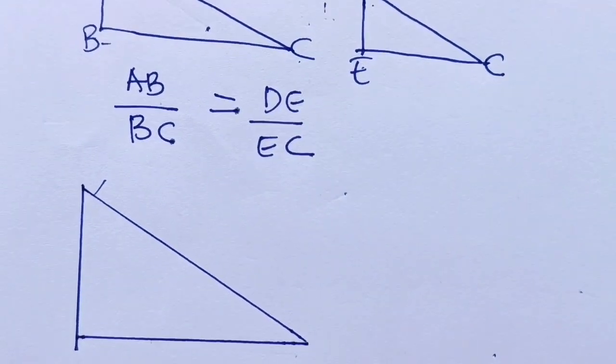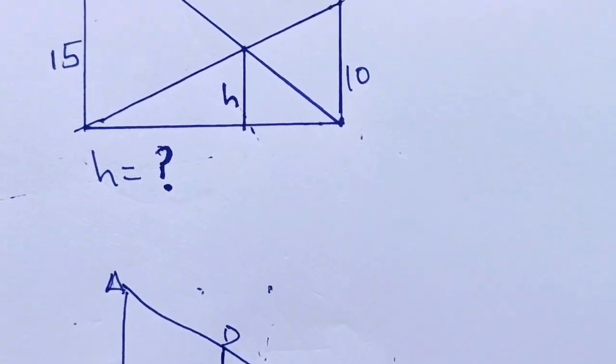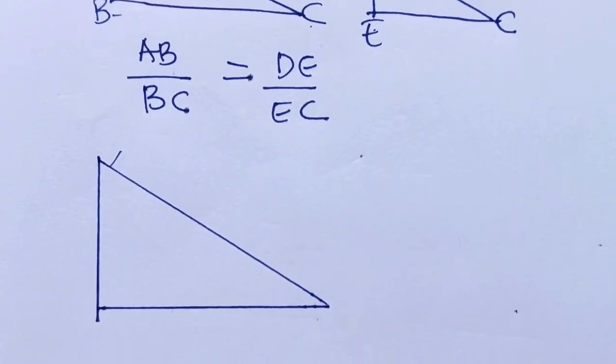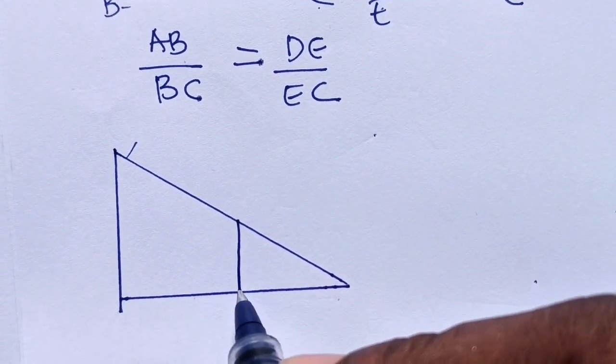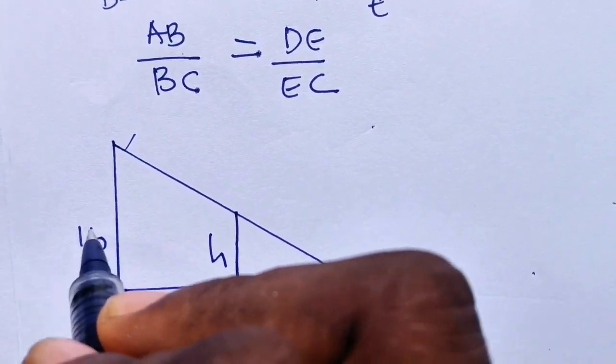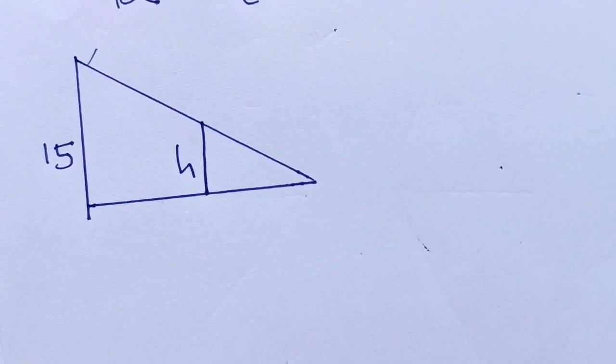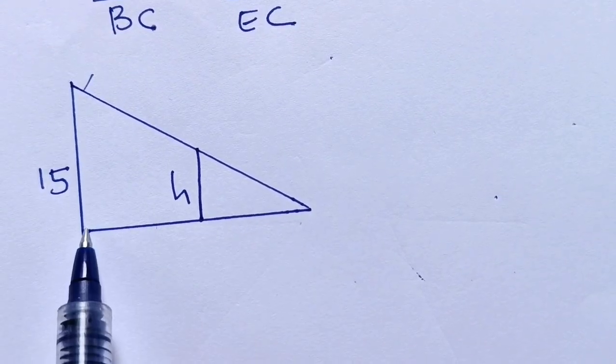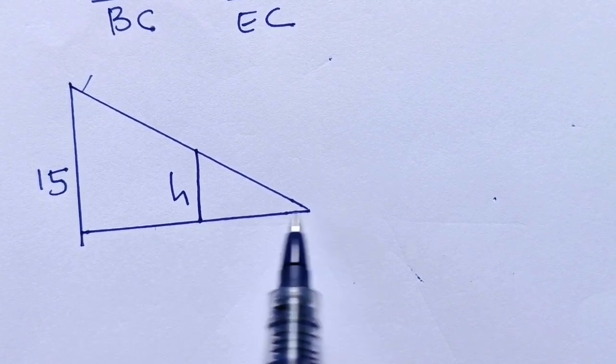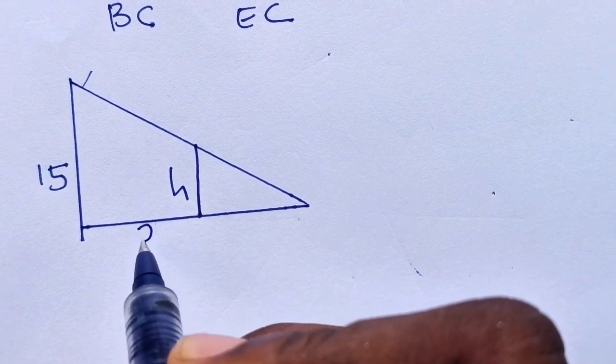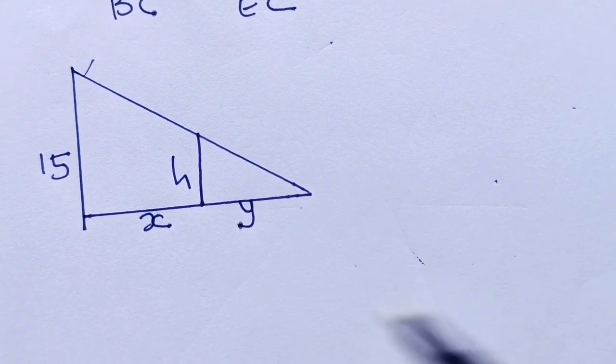Now let's go back to the question. If you go back to the question, we have 15 and hash, right? So this is our hash, and this is our 15. Now this place is our height and this is our base. So let's just call this place X and Y.